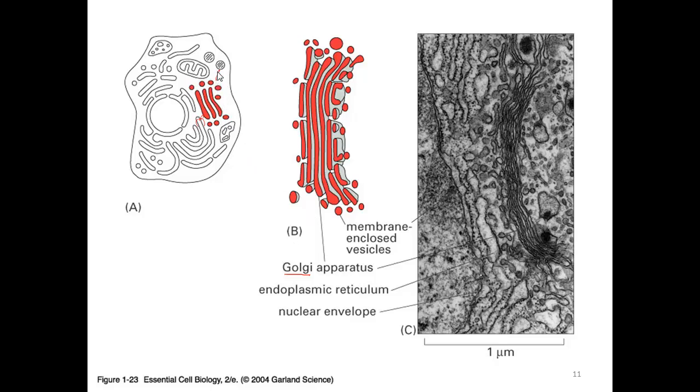Maybe the proteins need to go to vesicles, maybe the proteins need to go to the plasma membrane, maybe the proteins need to be secreted and go to the external environment. This occurs in the Golgi.